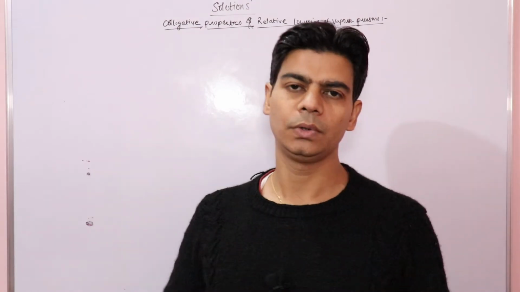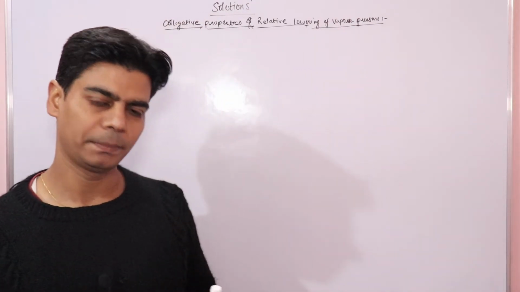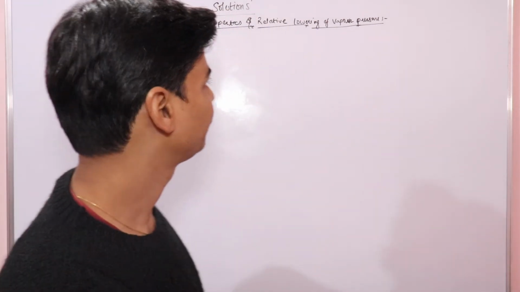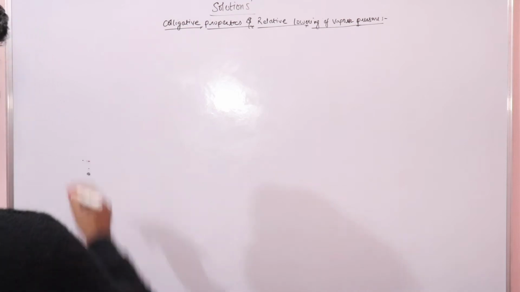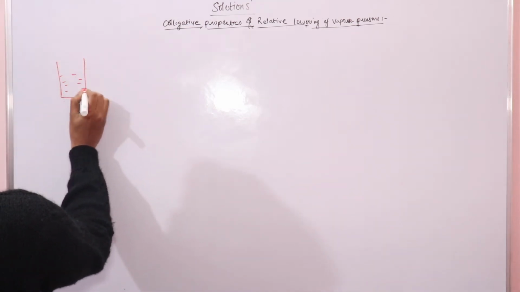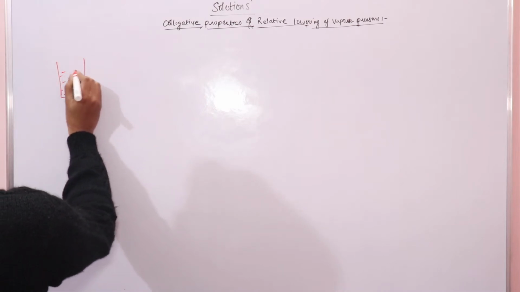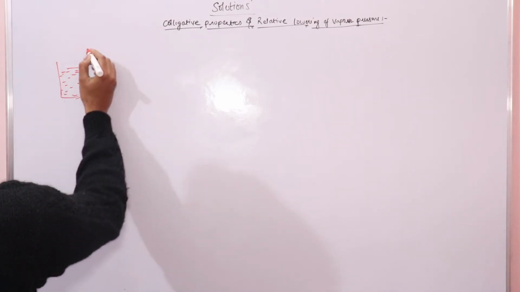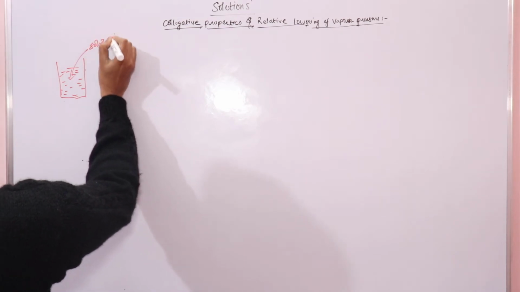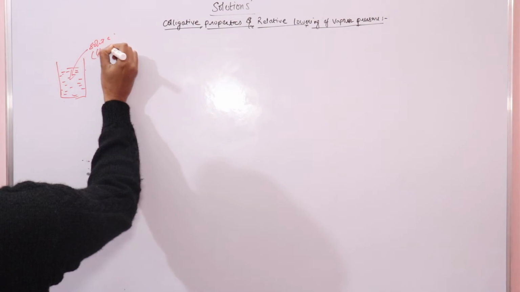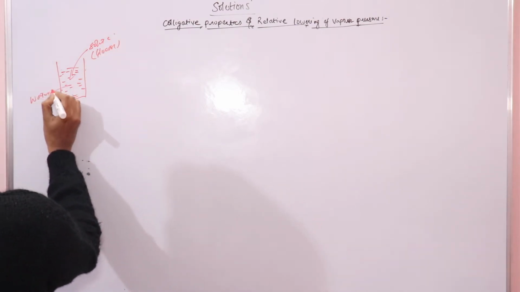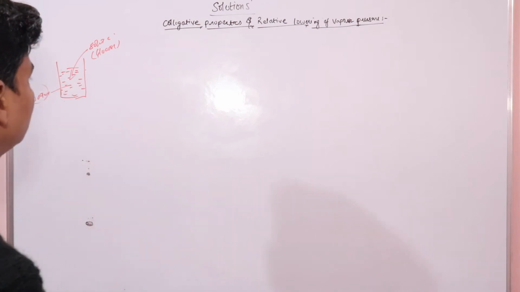In this video lecture, we will go through what colligative properties are, and then we will look at relative lowering of vapor pressure. Since we know that a solution is formed when, say, a solute, let's say glucose, is added to water, we get a solution.